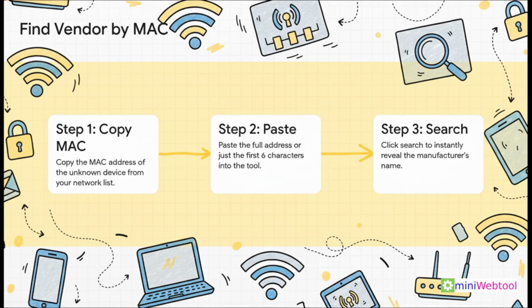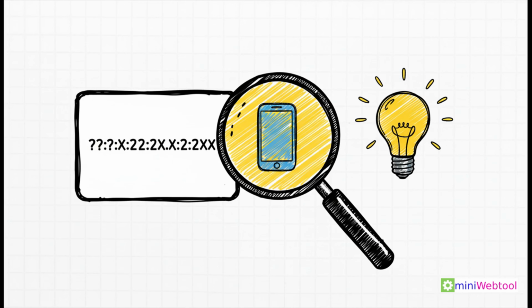Okay, so let's take case number 1, finding that mystery device. The process is honestly as simple as 1, 2, 3. Step 1, you find and copy the MAC address from your network list. Step 2, you paste it into the search box on MiniWeb Tool. Remember, even just the first 6 characters is enough. And step 3, you click search. That is literally it. And bam! Instantly, you get your answer.